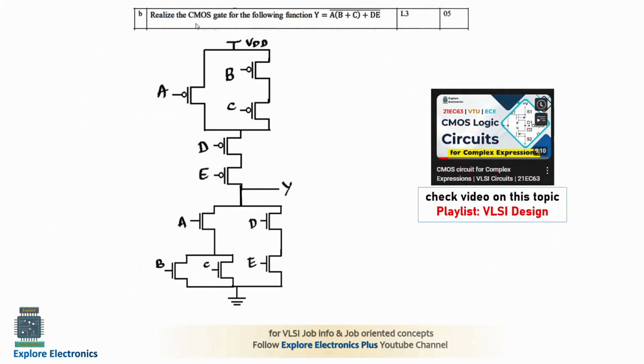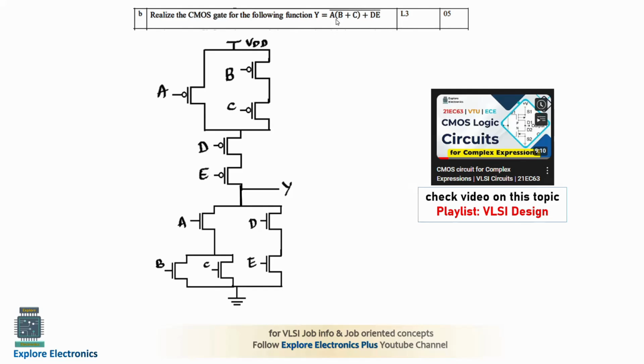Then the second question is, realize CMOS gate for the following function, Y is equal to the whole bar of A into B plus C, plus DE. The related video is available in the playlist of VLSI design on my channel. You can see that some complex expressions are taken and how to write the circuit using CMOS logic is explained.